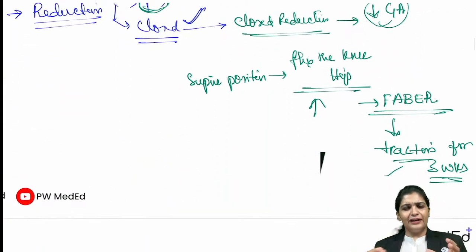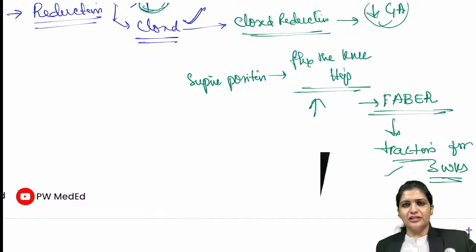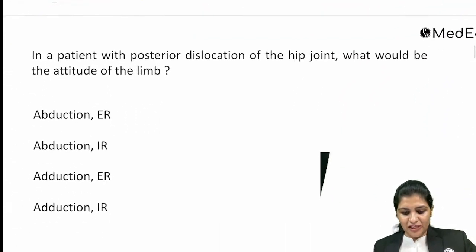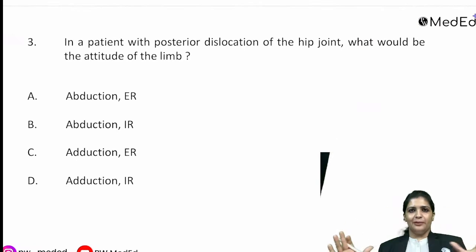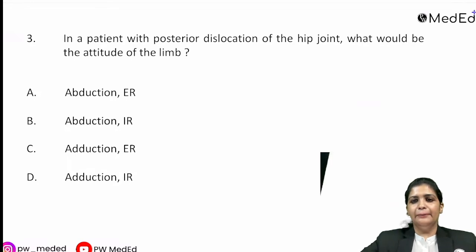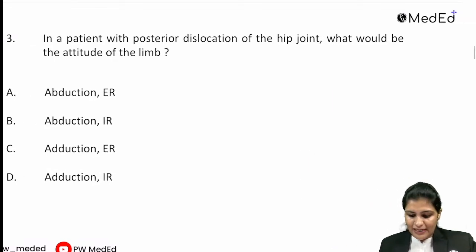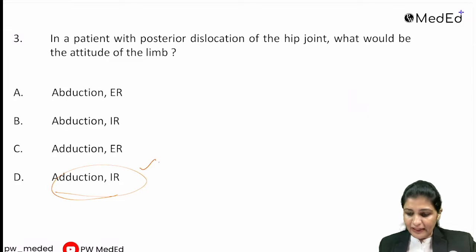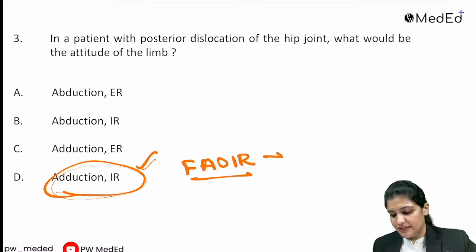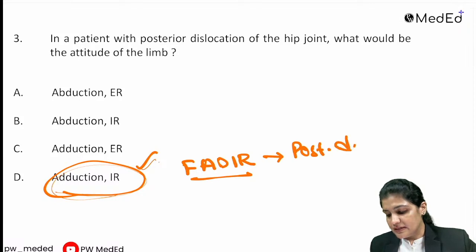Complications you have already dealt with, the sciatic nerve injury, right? And in case of your anterior dislocation, the femoral artery, that is the vessel injury, can happen. So I think this question will be a cakewalk for you. After discussing so much about the posterior dislocation, what would be the attitude of the limb? The attitude is adduction and internal rotation. So mainly flexion, adduction and internal rotation is seen in case of posterior dislocation. That is the take home message.